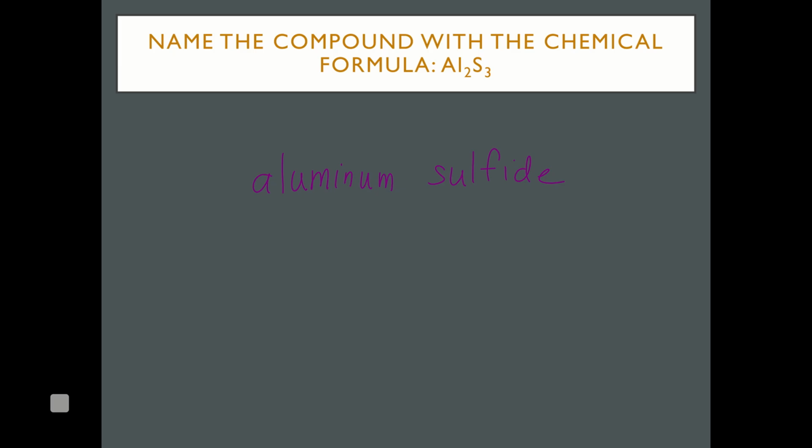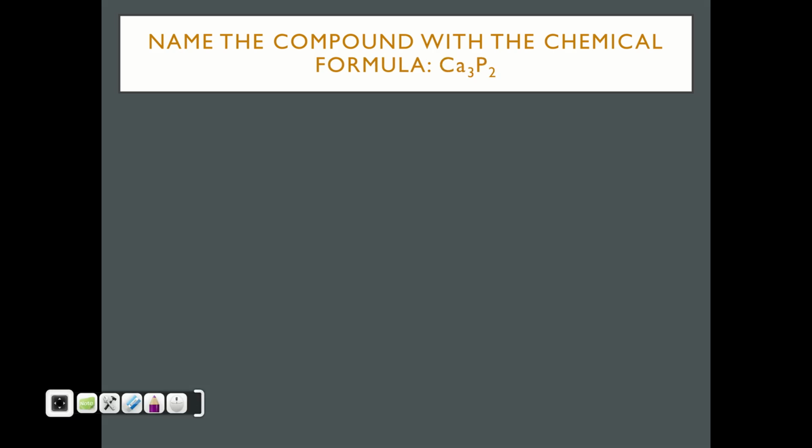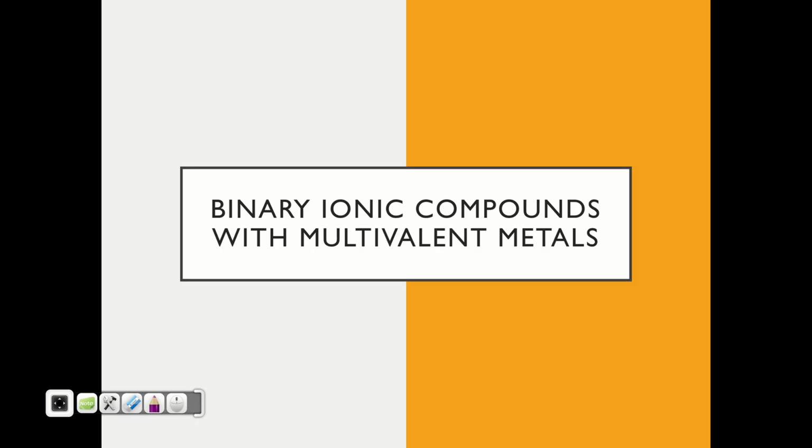I don't need to show anything about why there's 2 Als and 3 sulfurs because the charges do that. So I don't need any prefixes. I don't need to write dialuminum or trisulfide. It's just aluminum sulfide, metal keeps its name, non-metal changes it to ide. I'm not going to do all this. It would be barium bromide, calcium phosphide, aluminum fluoride, and there we go.